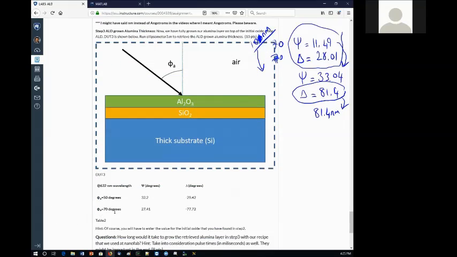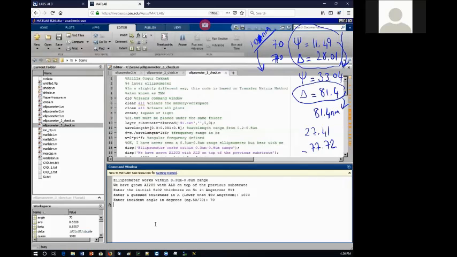So again, looking at my numbers, let me write them down. At 70 degrees for aluminum oxide now, it's 27.41 and minus 77.72. That's my expectation. Well, I'm going to take one more minute or so, and then the result of chemistry.